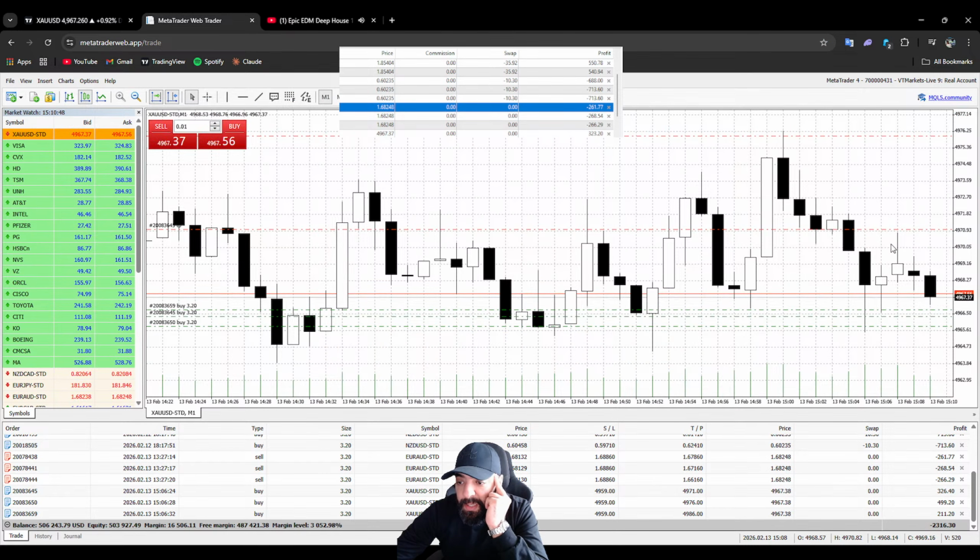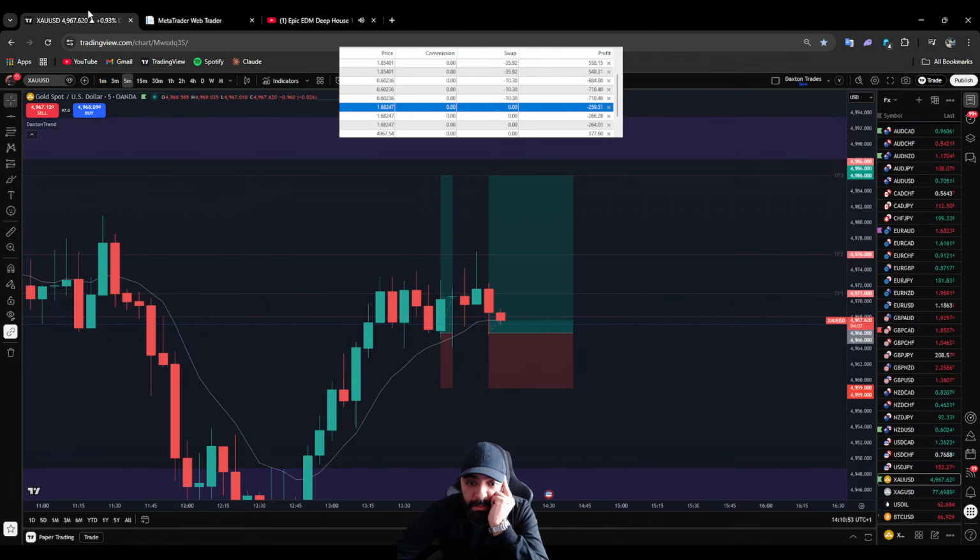So the correct price and the correct movement is always at the broker side, not on TradingView.